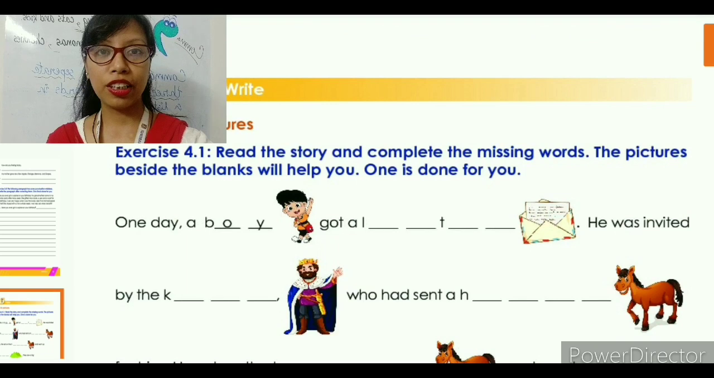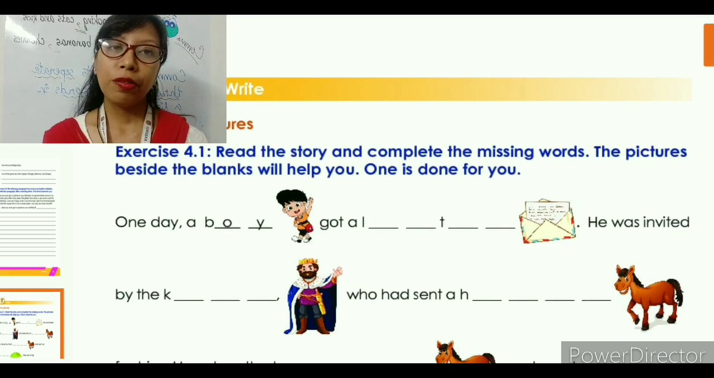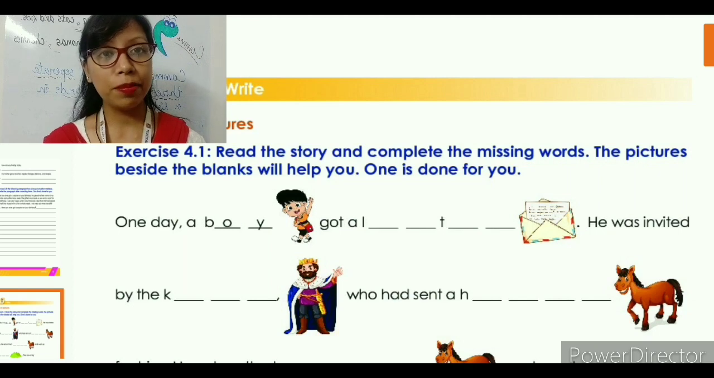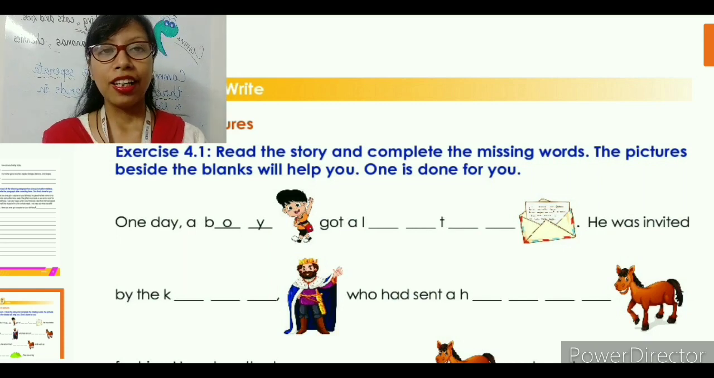Now let's come to the next one, which is exercise 4.1. Read the story and complete the missing words. The pictures beside the blanks will help you. One is done for you. This is a very easy one. You know what the pictures are. So you have to write the name of the pictures.